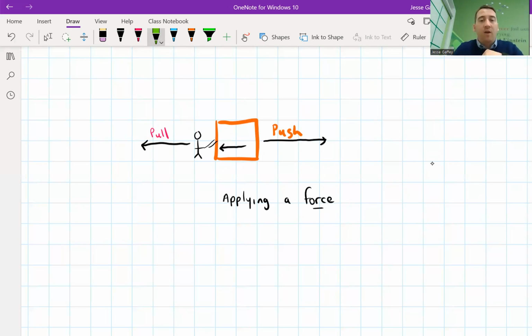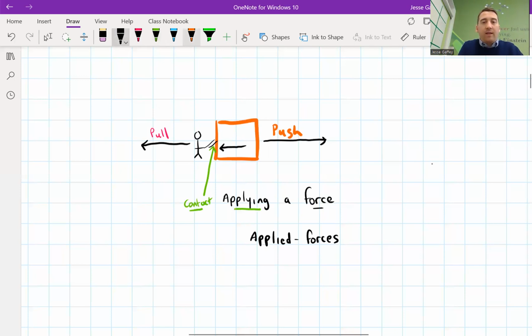If you want it to move, you actually have to apply what we call a contact. You have to make contact with it. Okay. Now, when you make contact with something, that means you are applying a force. So we call this type of force a push or a pull. We call these types of forces applied forces. So applied forces, examples of these, e.g., are pushes and pulls.